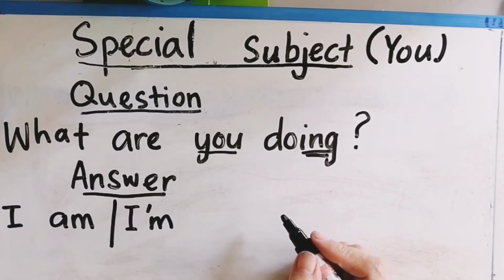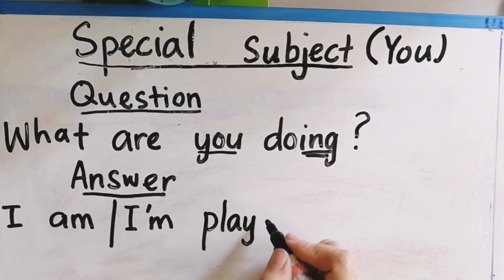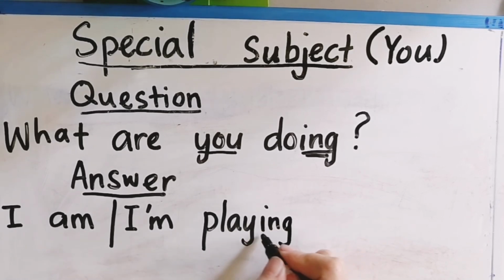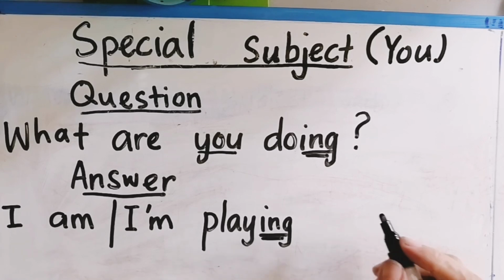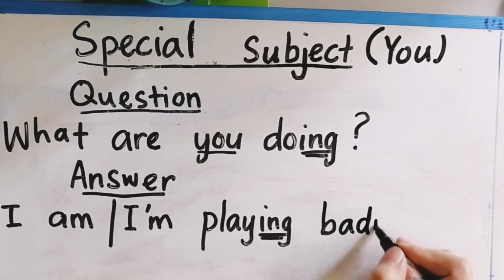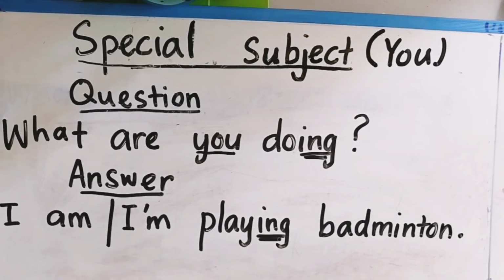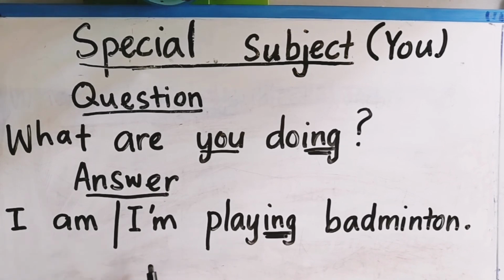And the verb with ing, example, play. Plus ing becomes playing. And the object, example, badminton. And don't forget the full stop. I am or I'm playing badminton. Saya sedang bermain badminton. Question, what are you doing? Answer, I am or I'm playing badminton.